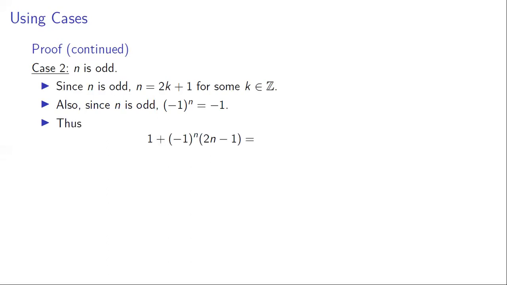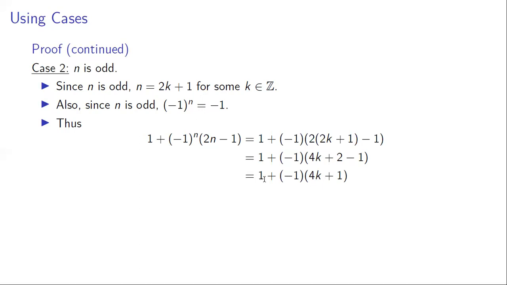Now, thus 1 plus -1 to the power of n times 2n minus 1. The -1 to the power of n will just become -1. Now the n will become 2k plus 1. So we have 1 plus -1 times 2 times 2k plus 1 minus 1. Okay, let's simplify this. First, let's multiply out the 2 times 2k plus 1. So we have 4k plus 2 in that place.